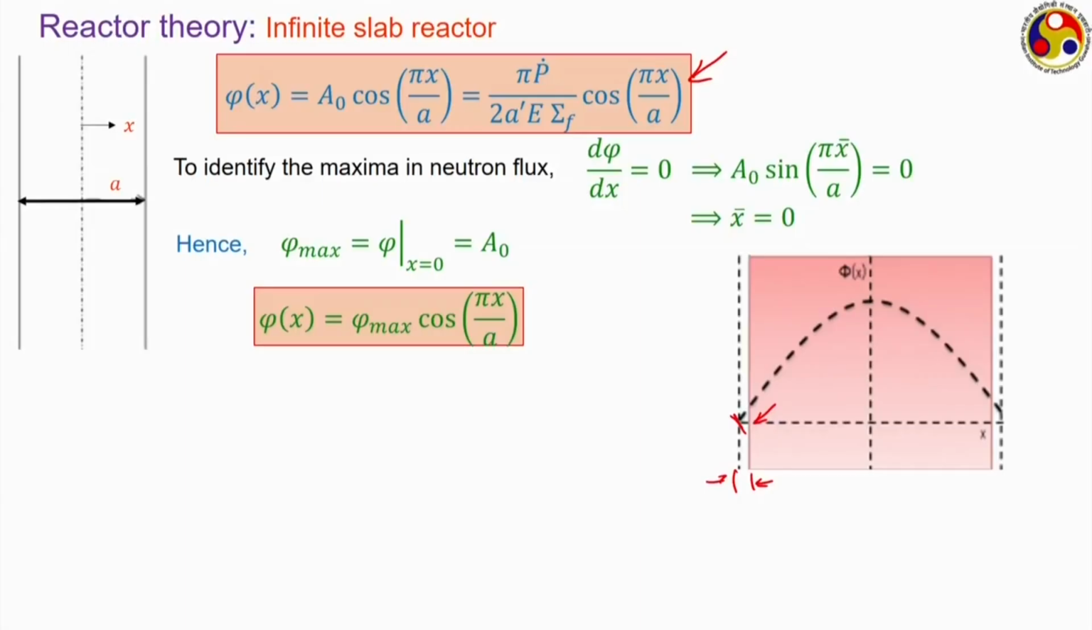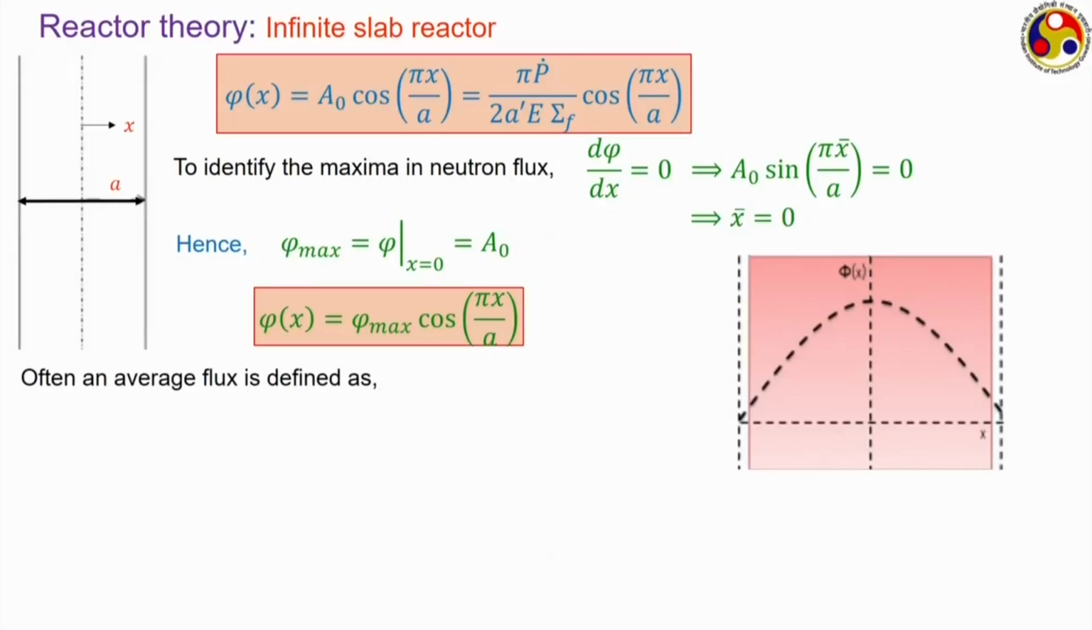Whenever we have this extrapolated length to be significant, then this A needs to be corrected, or this A needs to be replaced by A plus D, where D is the extrapolated length or the thickness of the corresponding layer. Also, along with the maxima, quite often an average neutron flux is important information. As we can clearly see from this picture, the flux is maximum at the center line and sharply reduces to become nearly 0 at the edge.